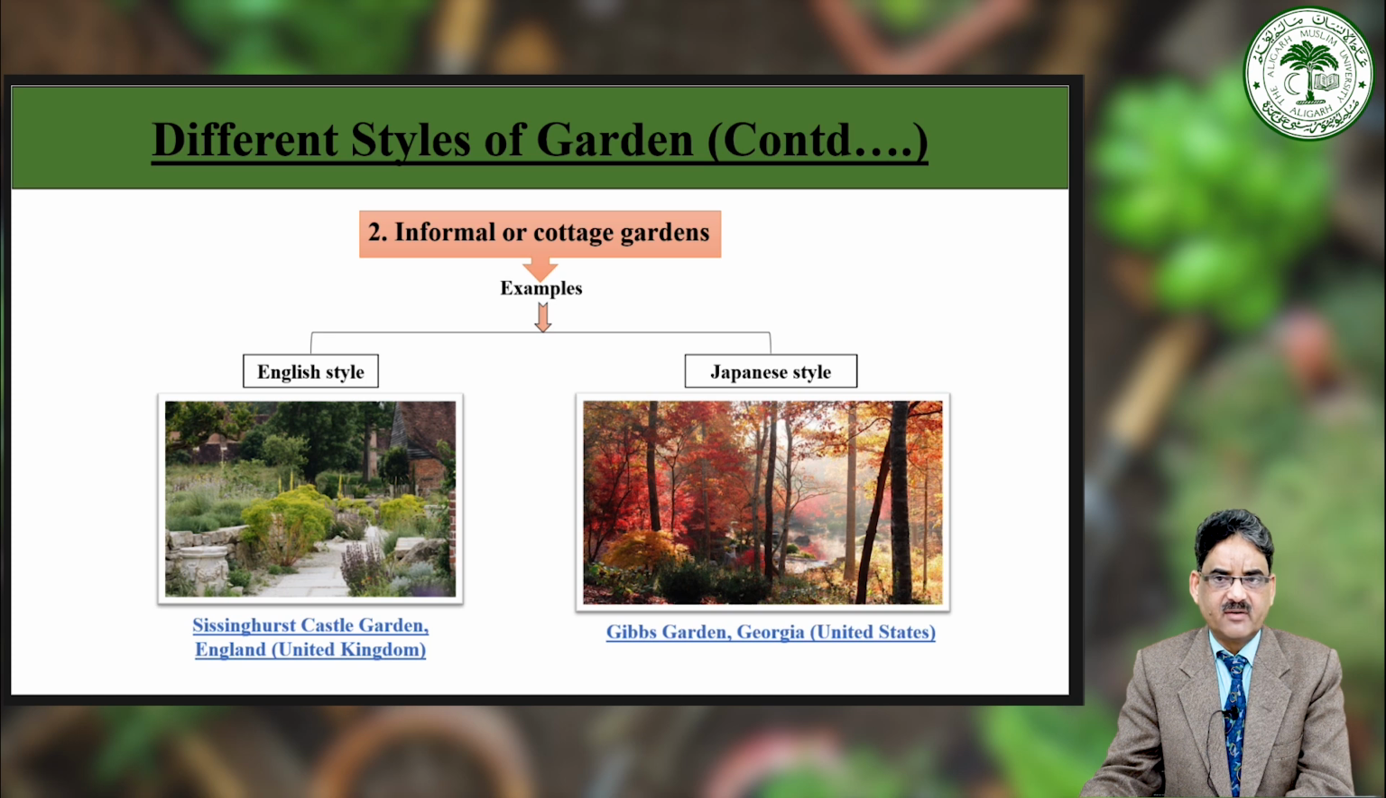Two types of informal style gardens are present. One is English style, another is Japanese style. As you can see in the image, Sissinghurst Castle Garden in England represents English style, while Gibbs Garden in Georgia, showing colorful maple trees, represents Japanese style.